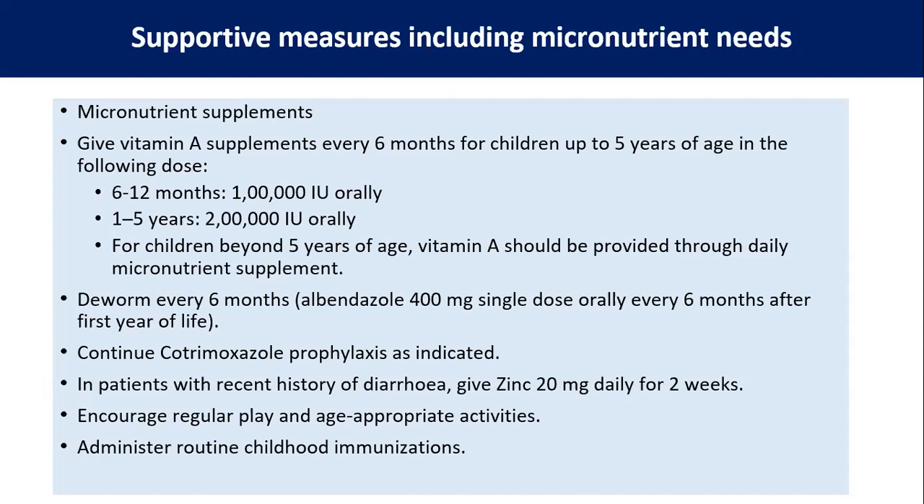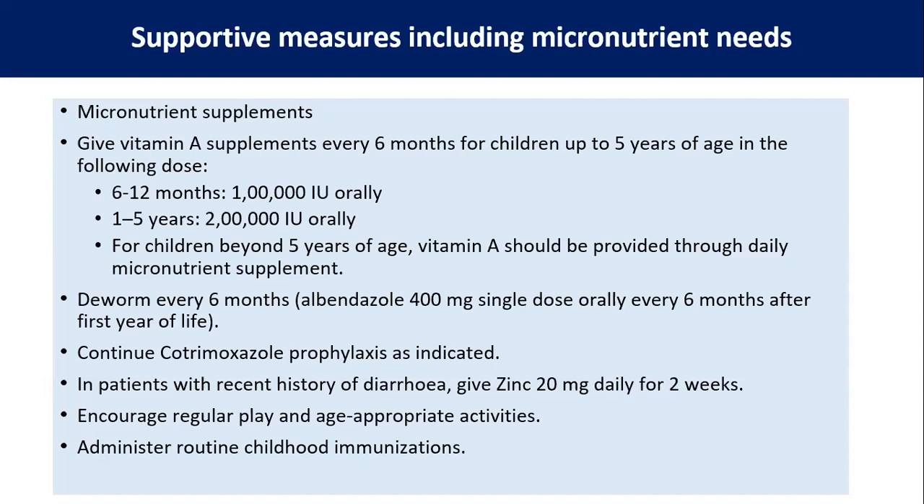Now, we need to deworm CLHIV with albendazole 400 milligrams single dose every 6 months after the first year of life. And we also know that we need to continue cotrimoxazole prophylaxis therapy to prevent occurrence of different opportunistic infections till 5 years of age. And in patients with recent history of diarrhea, we should provide 20 milligrams of zinc orally per day for 2 weeks.